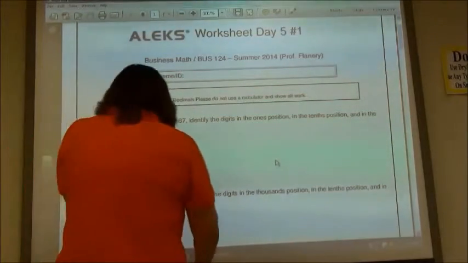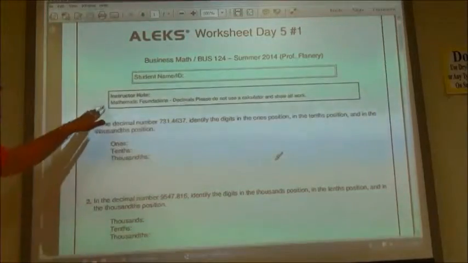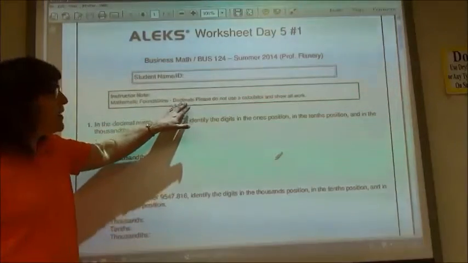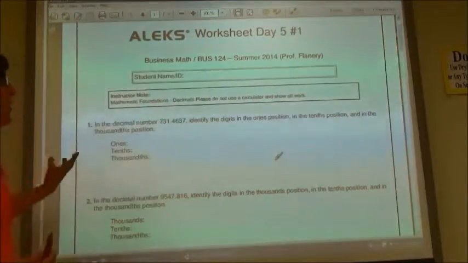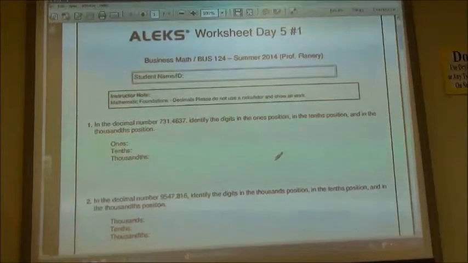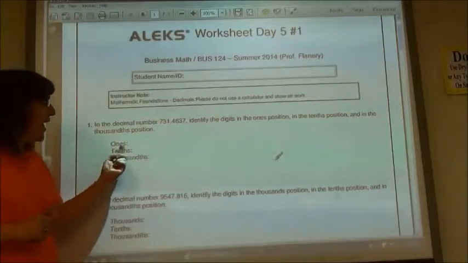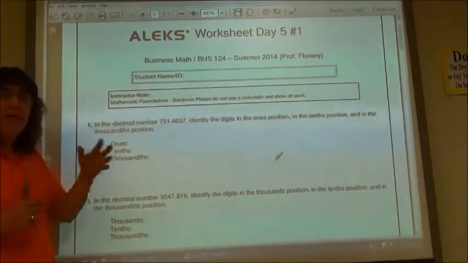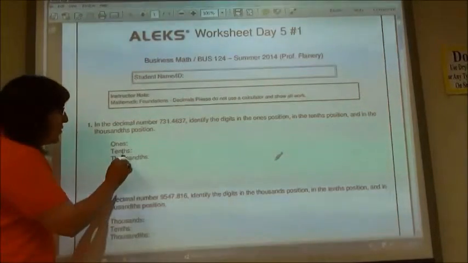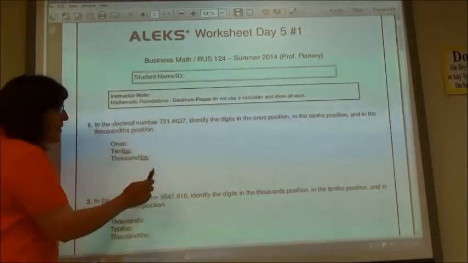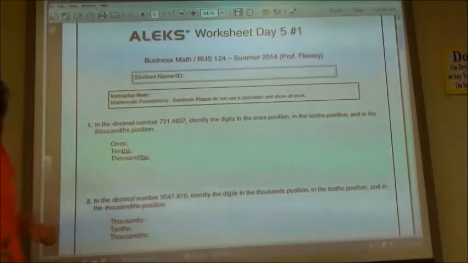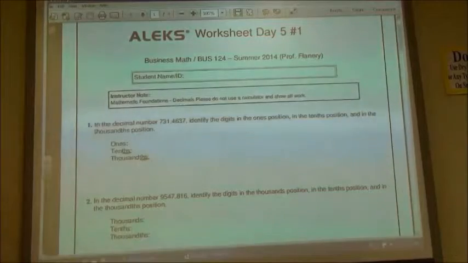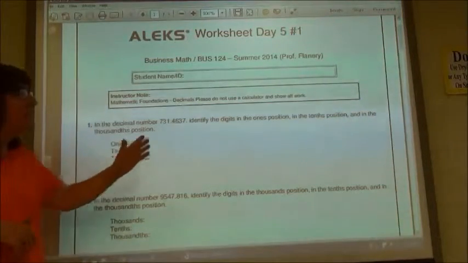Worksheet day 5 here. Now we're going into Math Foundations, the next subheading, which is decimals. So, working with decimals. Again, they're going to start by identifying the digits. If the name just ends in an S, then it's in front of the decimal. But if it ends with a THS, then it's after the decimal. You have to remember that after the decimal, there's no one spot. There's no ones. It starts with tenths, hundredths, thousandths.